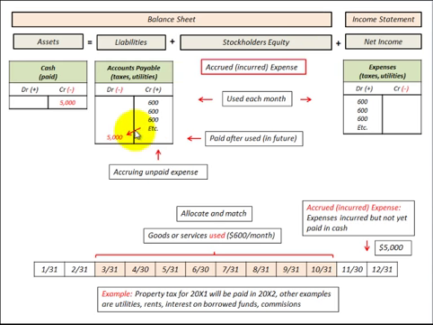And at a later date, after we've used those goods or service, we paid for them here. So we reduced accounts payable, and then we decreased the cash account by the corresponding amount. So this is just an overview of what an accrued or incurred expense is and how we account for it between the accounts payable account and the expense account here in net income.